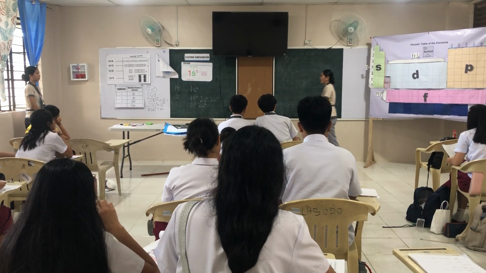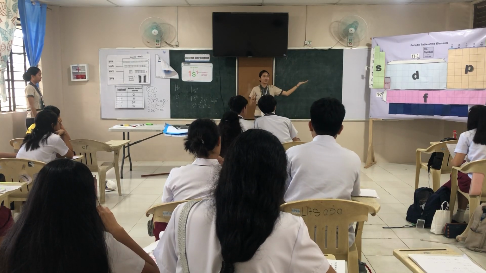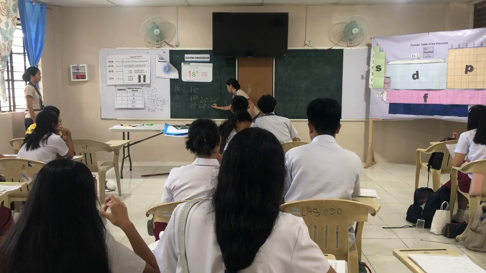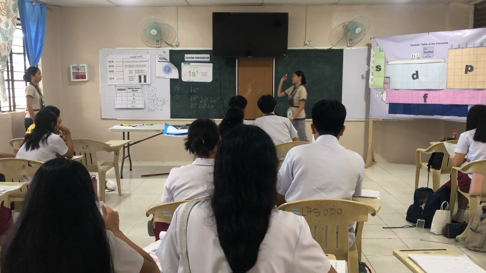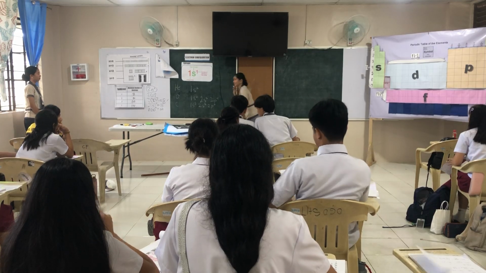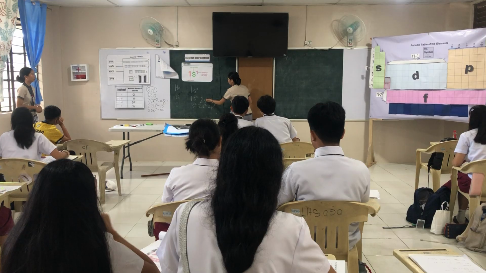So what is our energy level? 2. And what type of orbital? p. Now count the number of electrons until the carbon. Very good. Do you understand, class? Yes. Now count the superscripts of the oxygen.